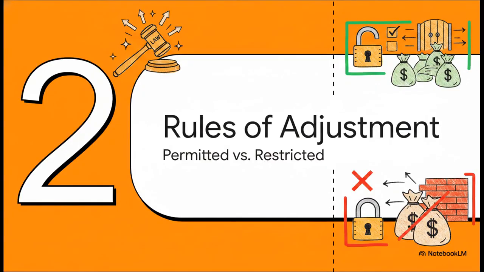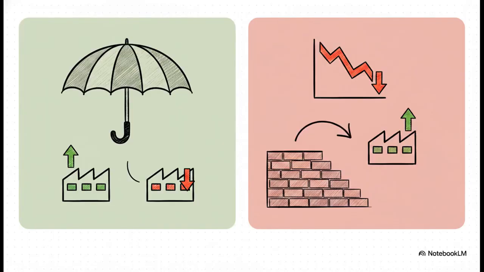Of course, it's not a complete free-for-all. There are some specific rules you need to follow about which losses can be set off against which incomes. So let's break down what you can do versus what you can't do. In some ways, the rules are pretty flexible. Got a loss from your retail shop? You can totally set that off against the profit from your consulting business. Simple enough, right? Same for house property.